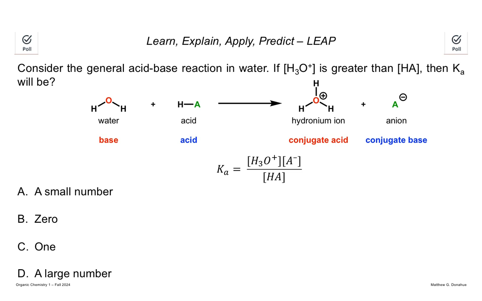So to set the stage for that, let's just do a little bit of qualitative reasoning here. So there's the equation we're going to use. Now what we want to think about: if the number for hydronium is much greater than HA, what's the result overall for Ka?